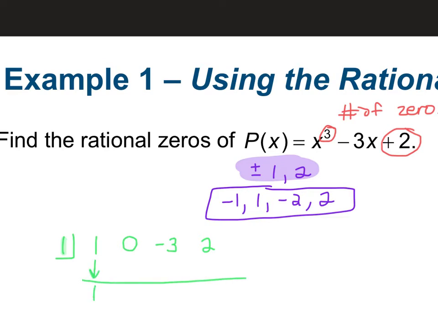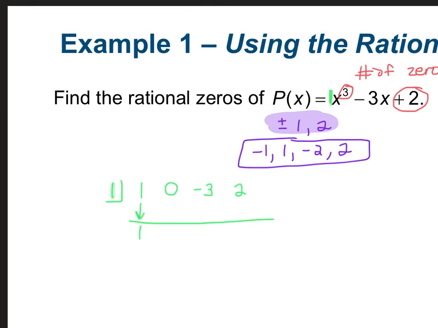Bring down the 1. The coefficient of x cubed. Yep. Good question. All right, so synthetically divide. 1 times 1 is 1, and 0 plus 1 is 1. 1 times 1 is 1, and -3 plus 1 is -2. -2 times 1 is -2, and 2 and -2 gives me 0.